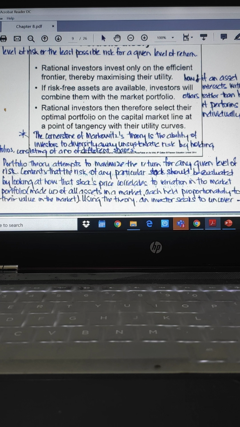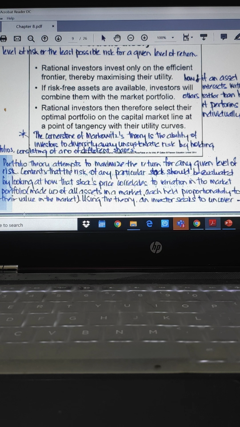Rational investors then therefore select their optimal portfolio on the capital market line at the point of tangency with their utility curves. I will explain to you later on this point. The cornerstone of Markovich theory is the ability of investors to diversify away unsystematic risks by holding portfolios consisting of a number of different shares, or even a number of different assets.